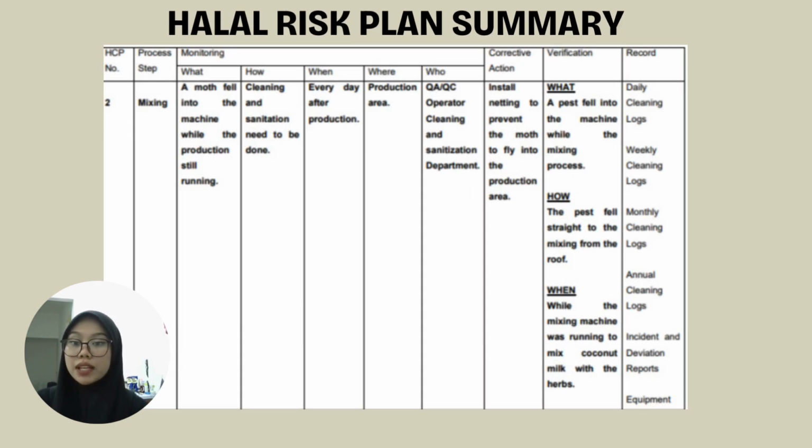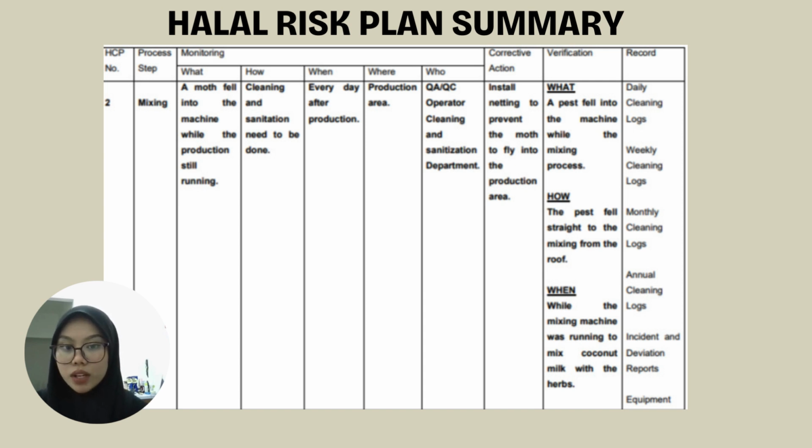So we move to the next step, which is listing what moth will fall into the machine while the production is still running. How we want to prevent it is we do cleaning and sanitation at the premise, every day after the production, in the production area or related areas. Who will conduct the process will be the QA and QC operator and cleaning and sanitation department. The corrective action we need to do is install netting to prevent moths from flying into the production area, and the verification will be what.